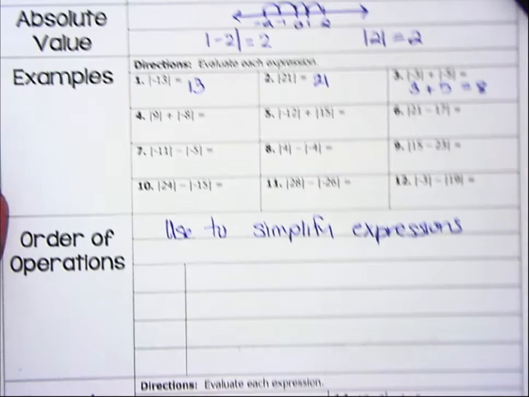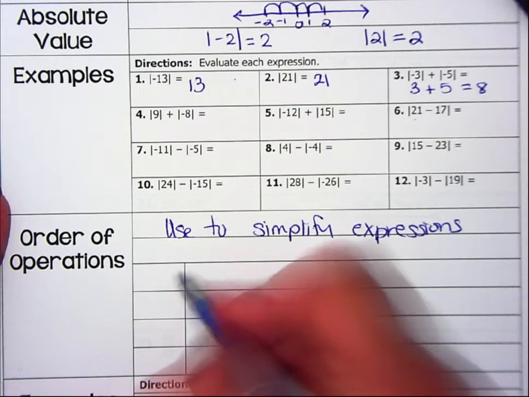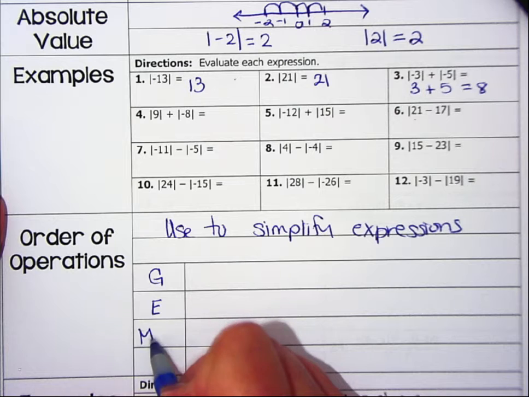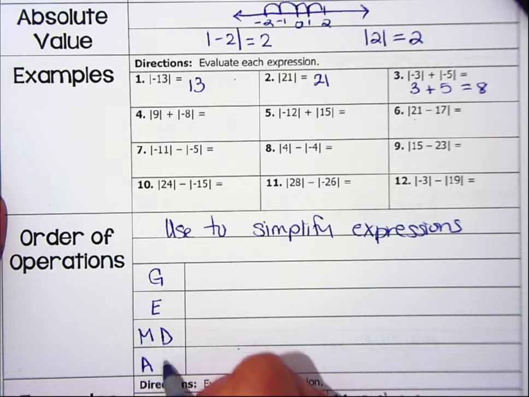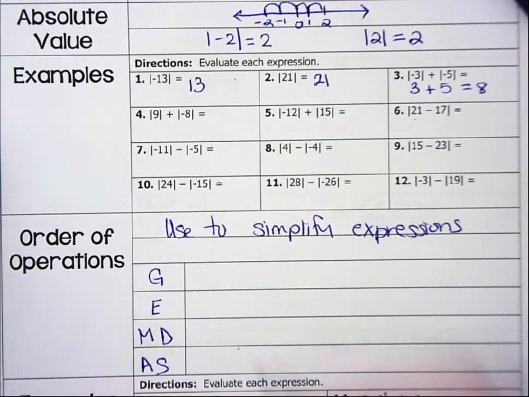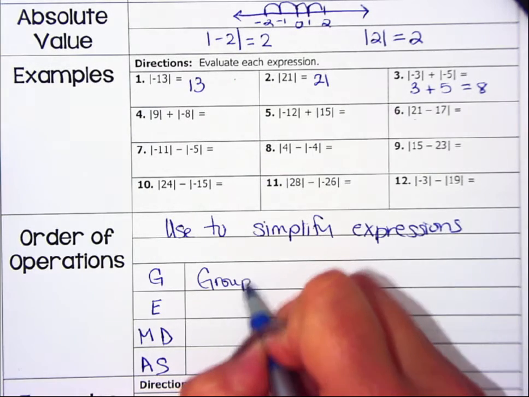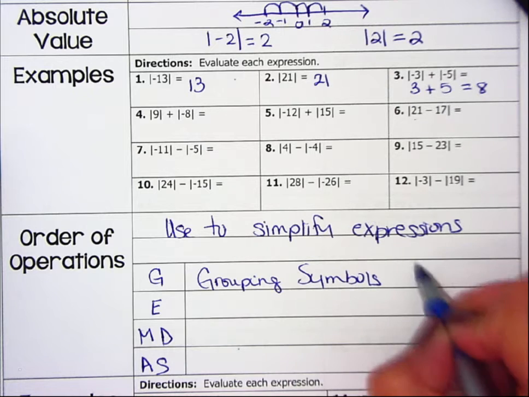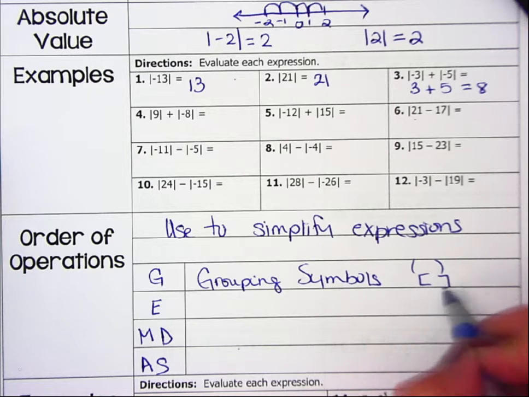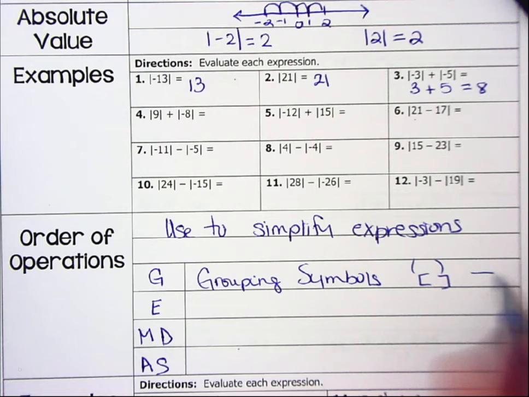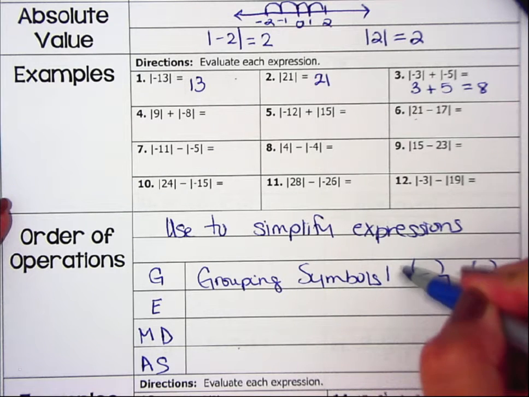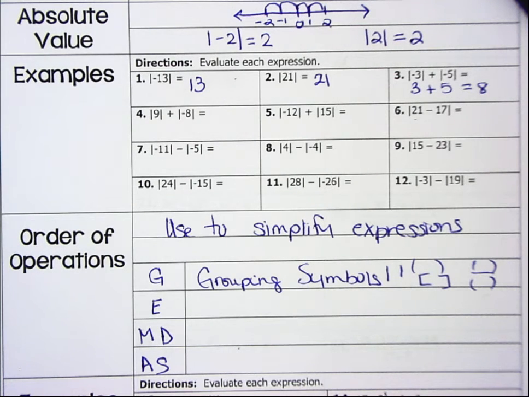And you may have heard either PEMDAS or GEMDAS. I usually use GEMDAS, so it's G, then E, and then MD on the same step, and AS on the last step. So G would be for grouping symbols, and so that could be like parentheses or brackets. A division, a long division bar separates it into two groups. There's the top and then the bottom. Absolute value might be another set of grouping symbols.